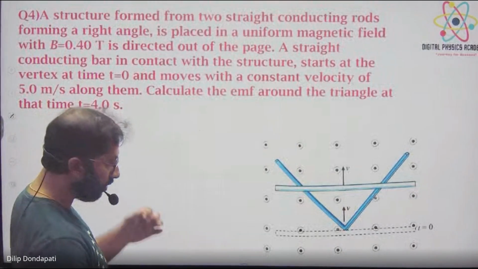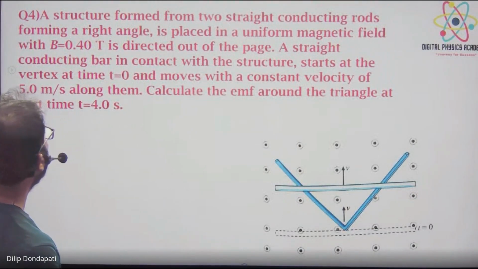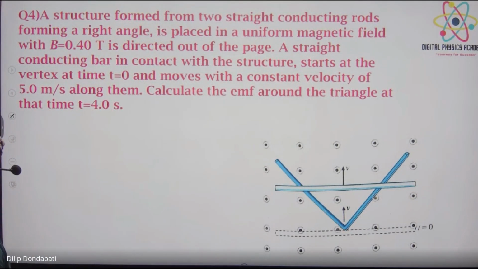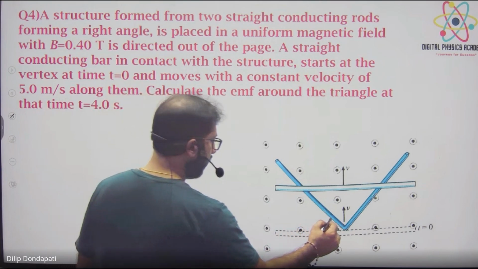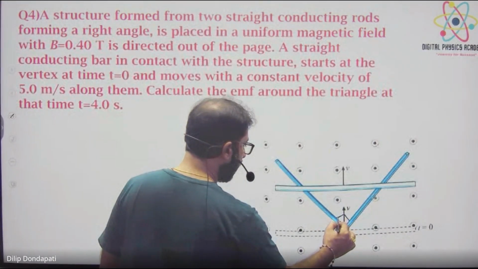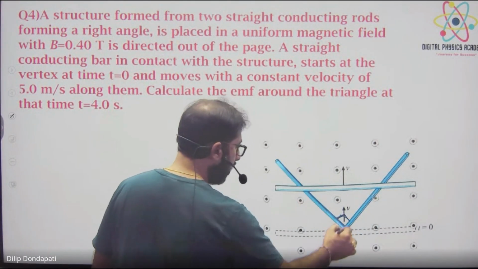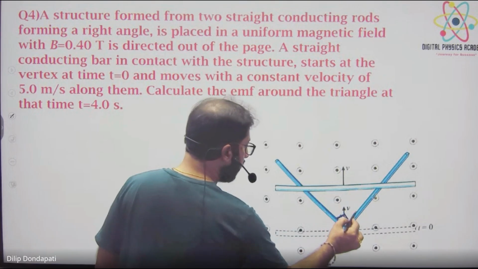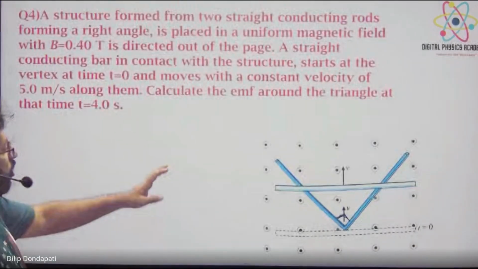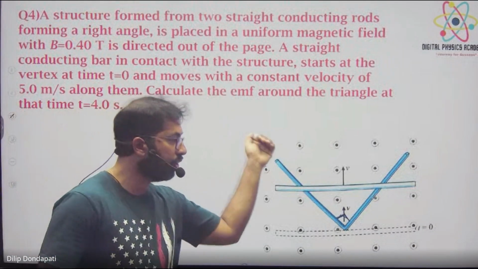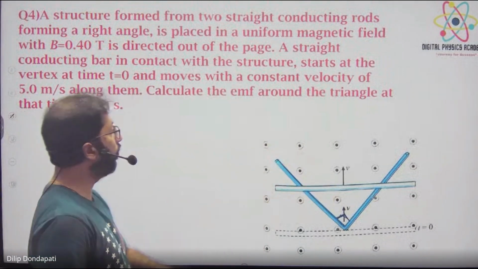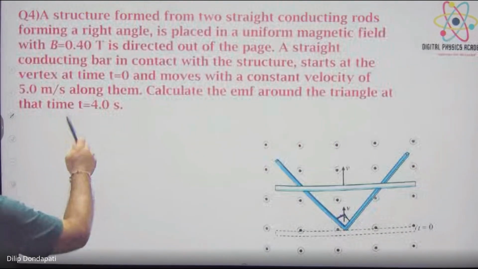Let's do a hard question. A structure formed by two straight conducting rods forming a right angle is placed in a uniform magnetic field. Forming a right angle, look, 90 degrees. Two rods here which form 90 degrees, placed in a uniform magnetic field. The field is coming towards you. Dots are there, the field is given right out of the page.